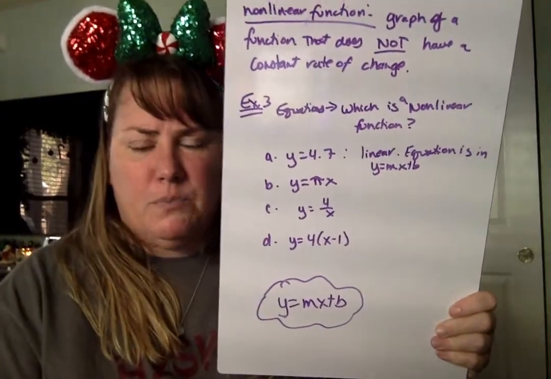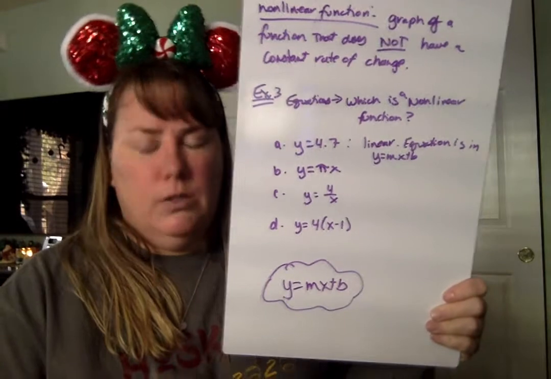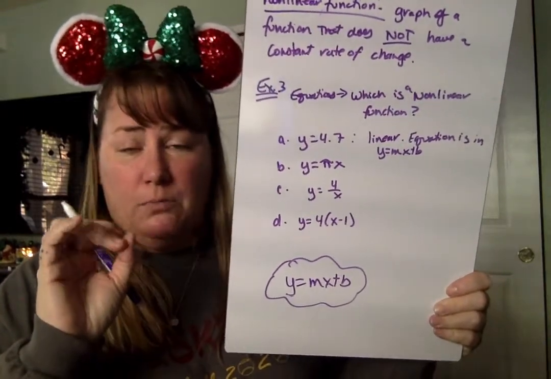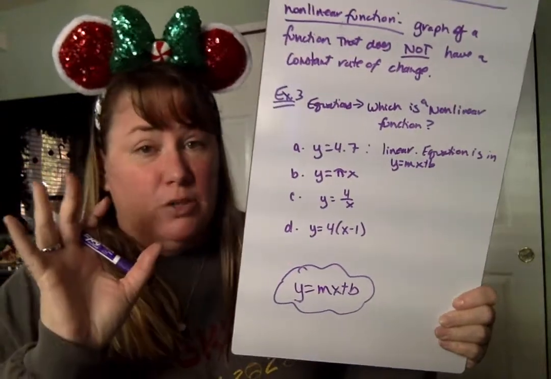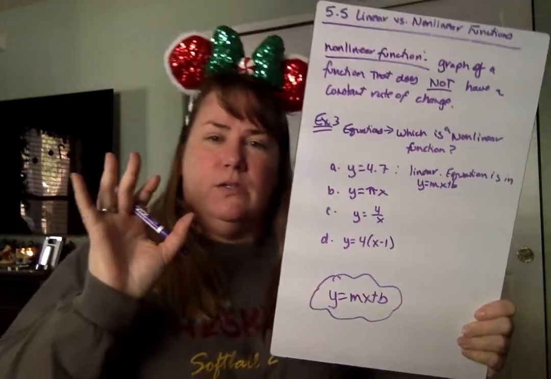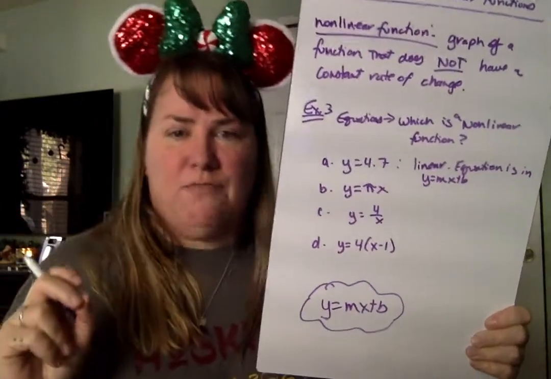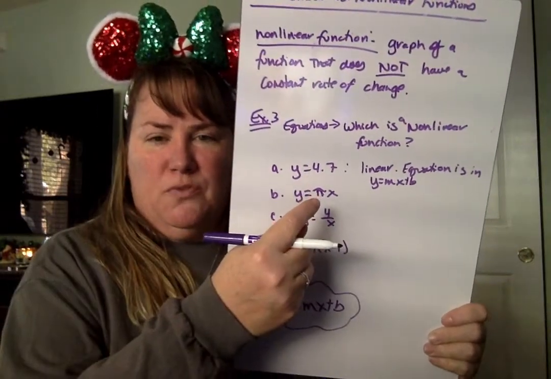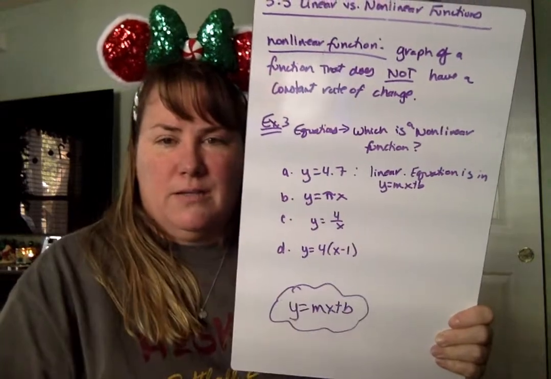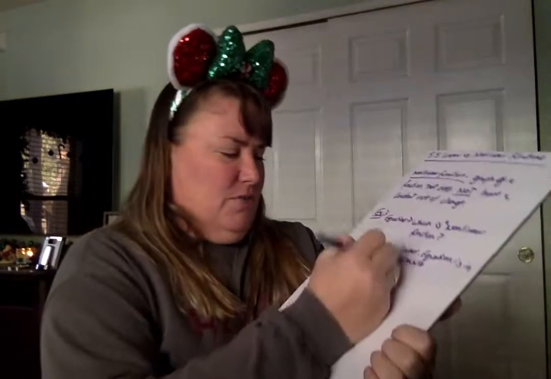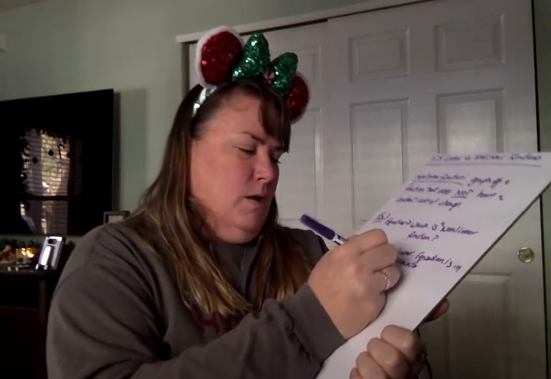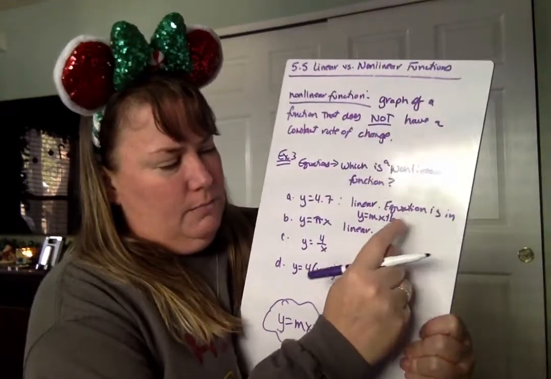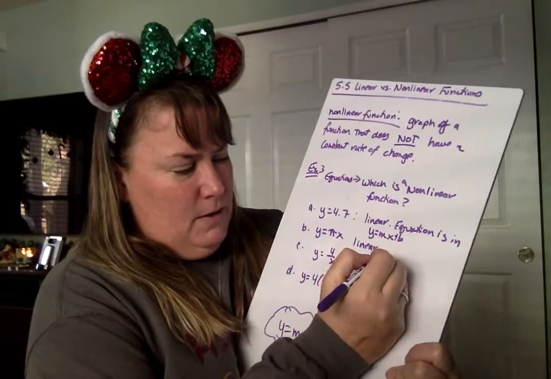B, y equals pi x. Don't overthink this. Pi is a number. 3.14, on and on and on. It's irrational, but it's still a number. You could still graph this. So y equals slope of 3 something times x. So this is a linear function. The equation is in slope-intercept form. So I'm just going to leave that explanation for down here. Same thing.